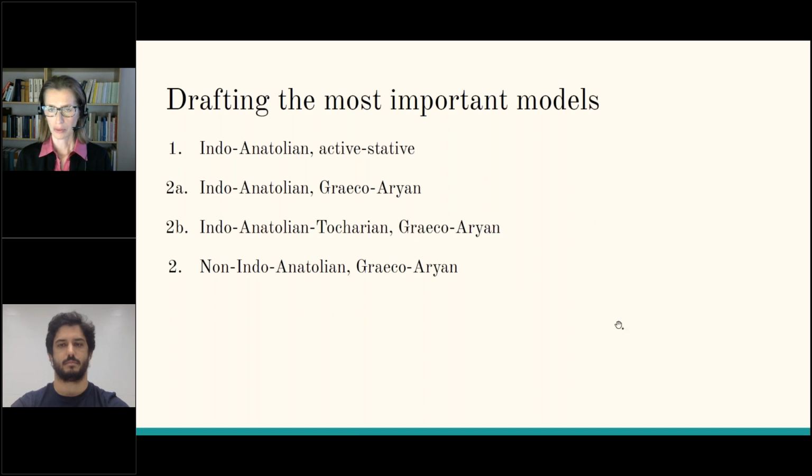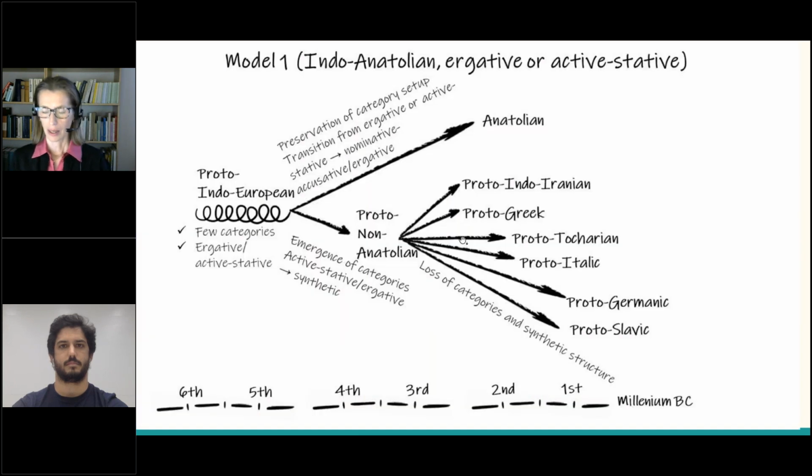So just to draft the most important models, as I already mentioned, model one has an Indo-Anatolian tree with an ergative and active-stative proto-language, which is then preserved in Anatolian. And then all other languages develop a synthetic and form-rich system, which was then lost in branches. This model requires a relatively swift transfer from the active-stative or ergative language to a form-simple system in the branches.